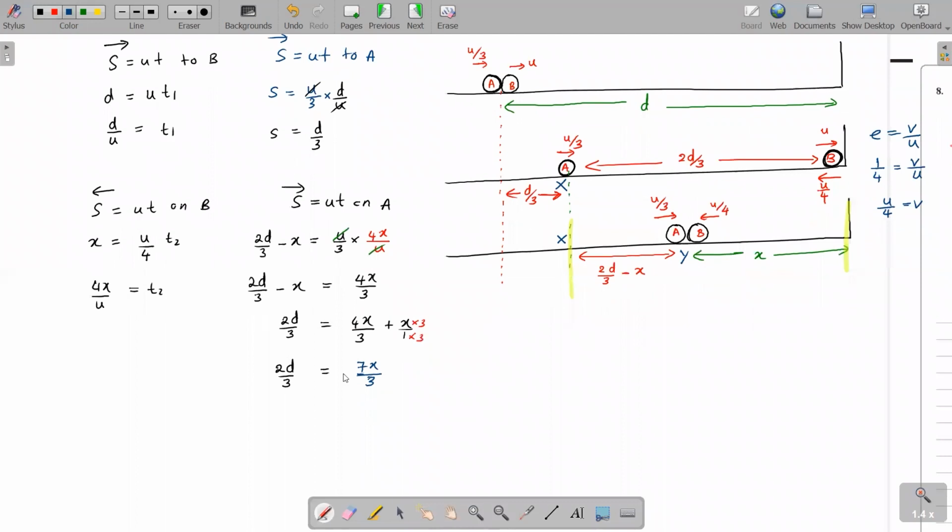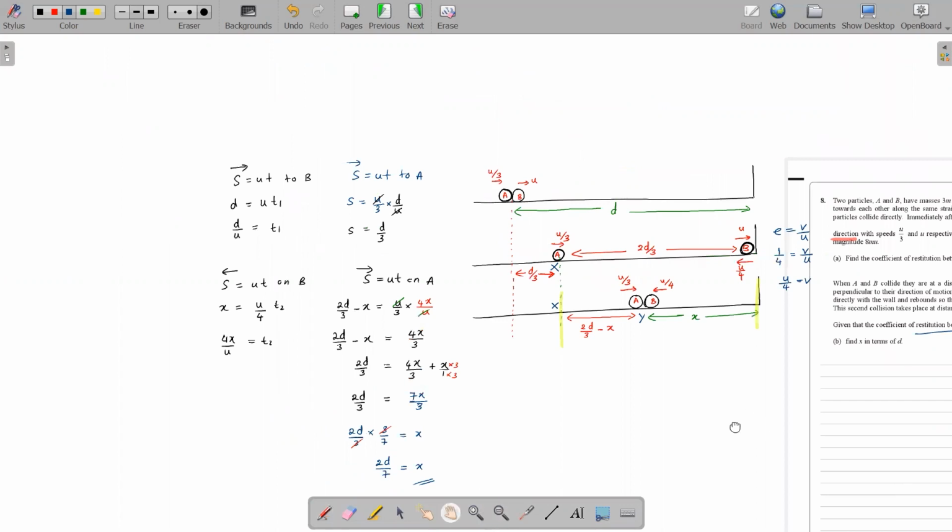Then making x the subject, I get x equals 2D over 3 times 3 over 7. So the 3 and 3 cancel out. And x equals what? 2D over 7. So this is the expression for x in terms of D. Are you clear with this?